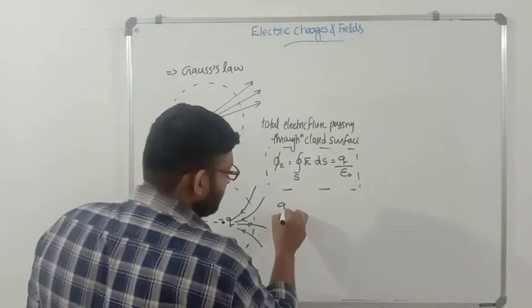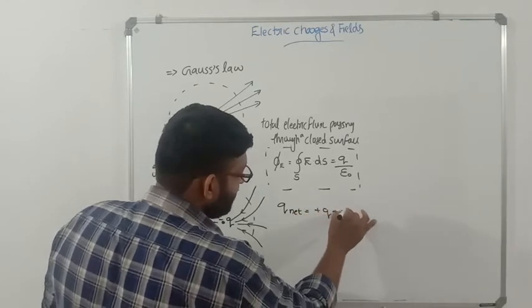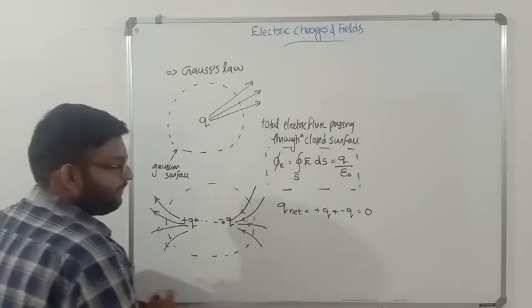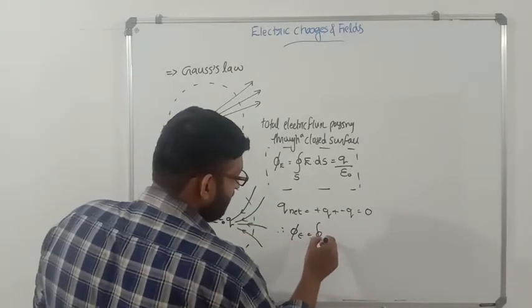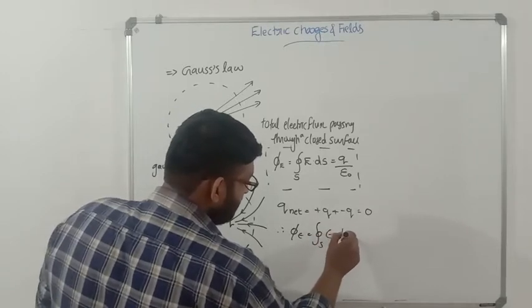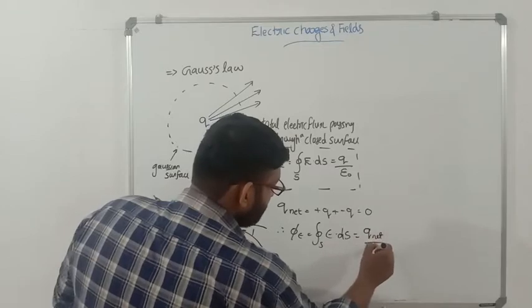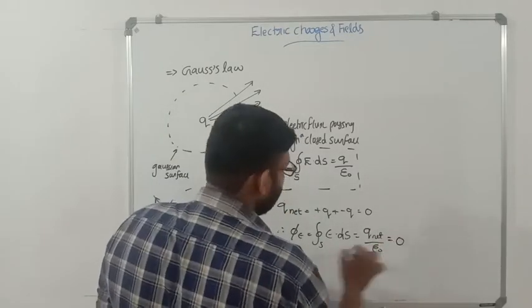Here what is the net charge enclosed? The net charge is nothing but plus q plus minus q. In the Gaussian surface, the total charge is 0. Therefore, flux can be written as closed integral over the surface E dot ds, equal to net charge divided by epsilon 0. Look at here, net charge is 0, then it is 0.